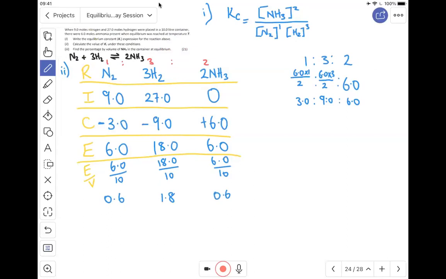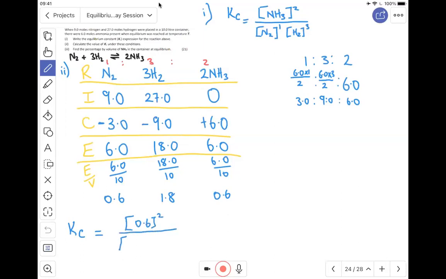Now I must calculate my Kc. You have to calculate the value of Kc. So now we need to fill in all of these values into our Kc formula. On the top of my line, I put in the concentration of my ammonia, which is 0.6, and that has to be squared.